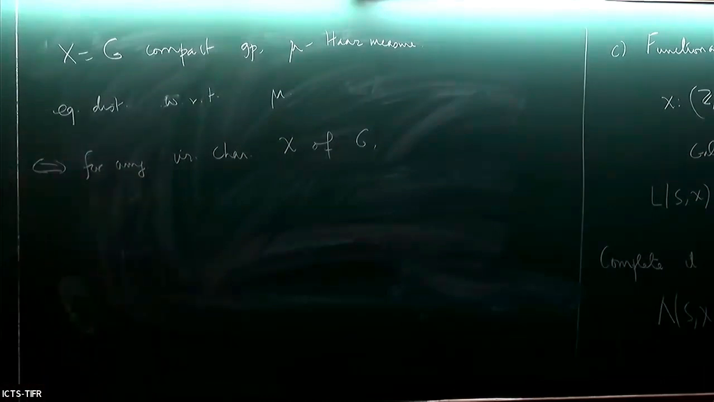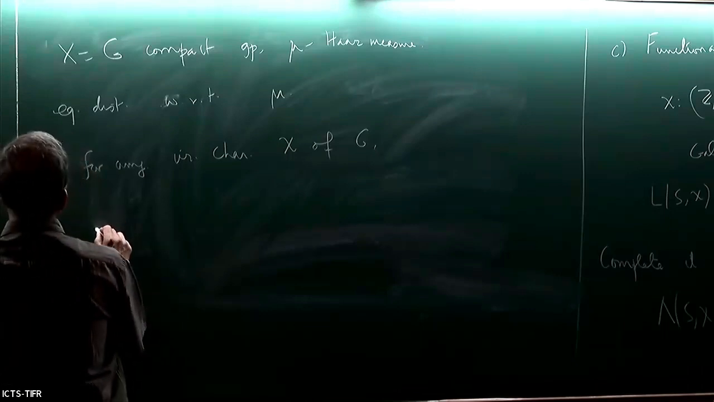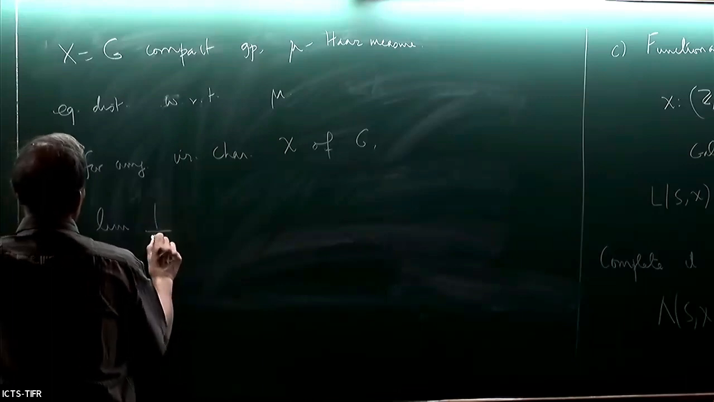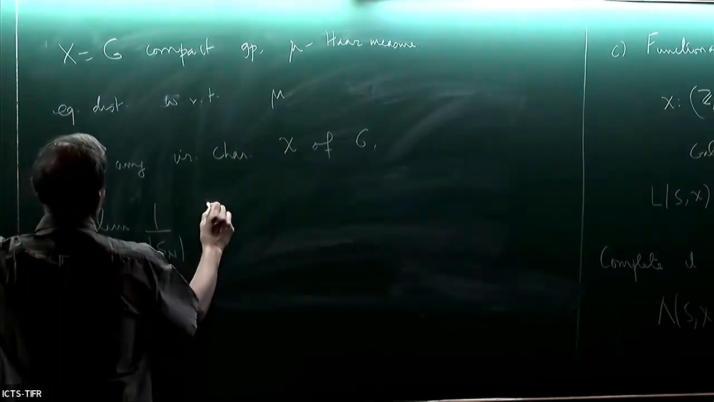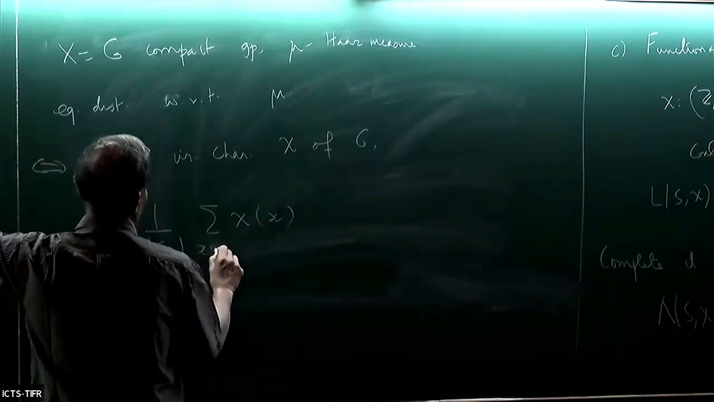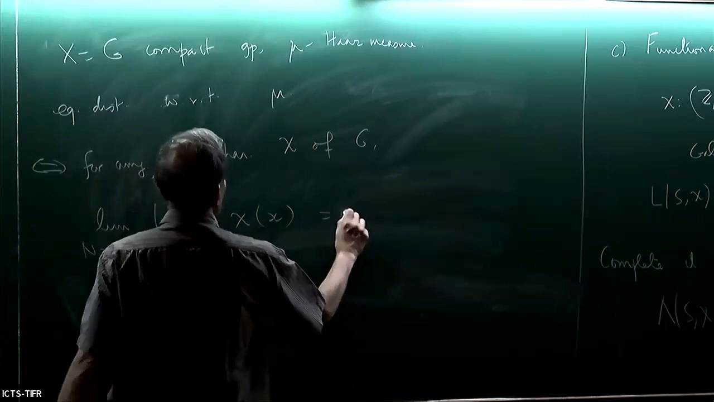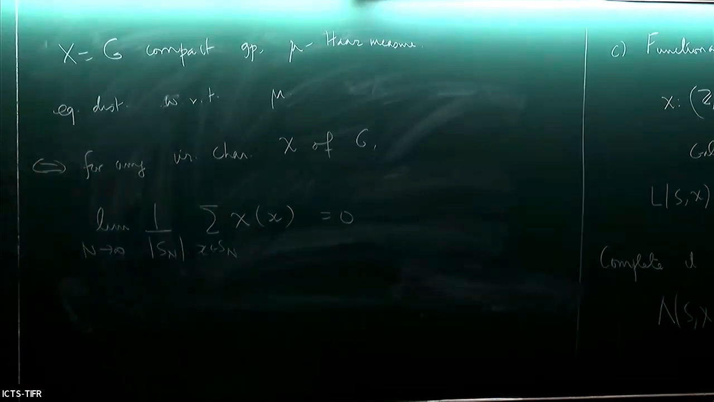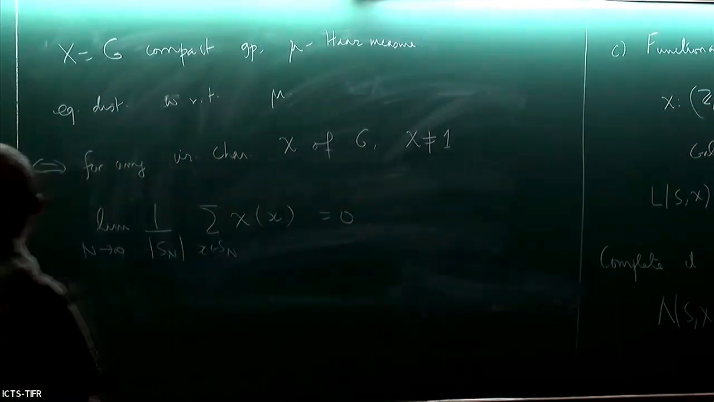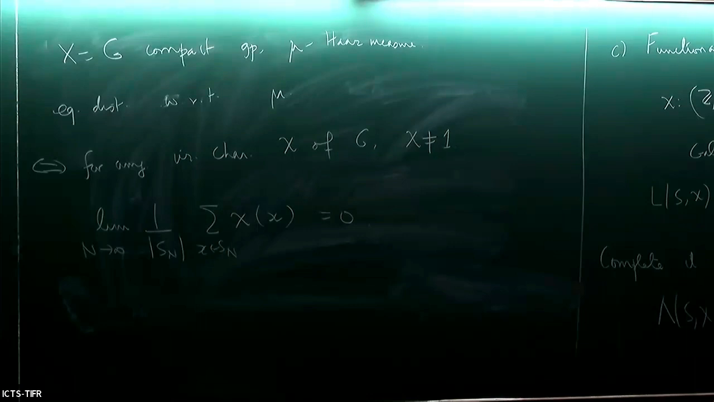This sum is 0 because the right hand side is 0. So what you would like to show is that the limit as n goes to infinity of 1 by the cardinality of Sn, summation chi of x, x in Sn, should be 0, if you take any irreducible character chi of G, chi not equal to 1. For the trivial character, of course, it's the measure, so it has to go to 1. So that is anyway the counting measure which you have.